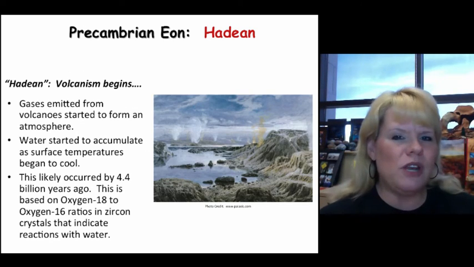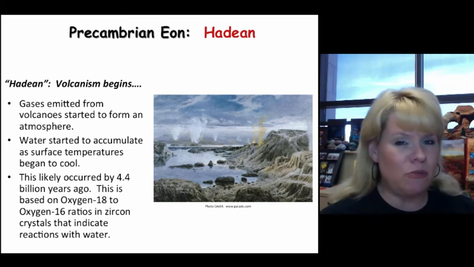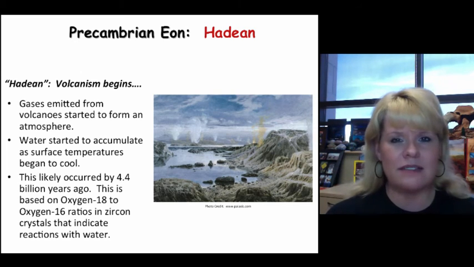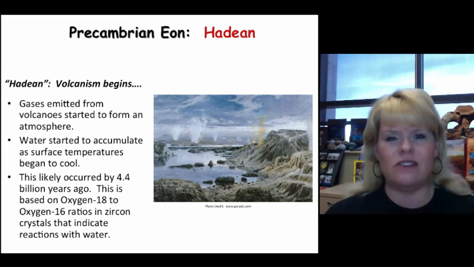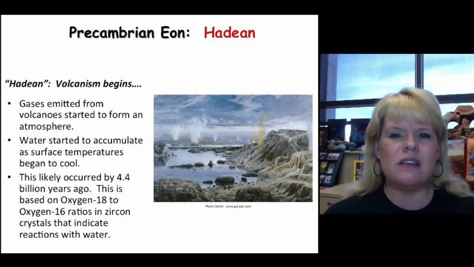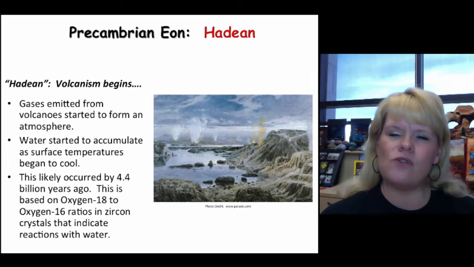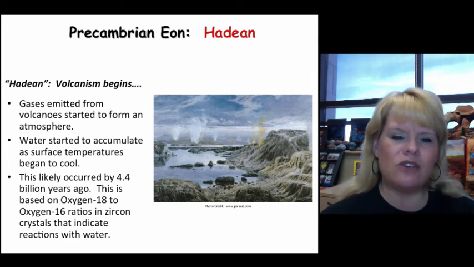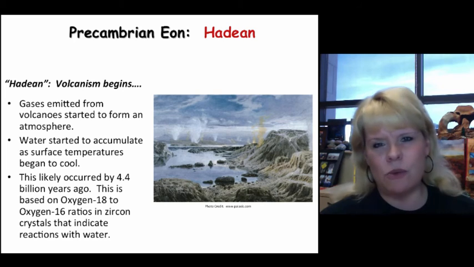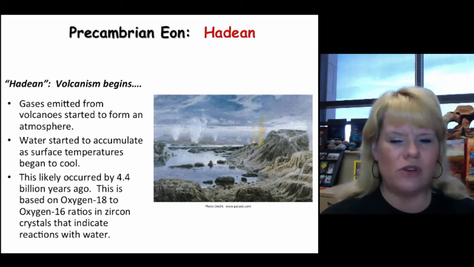So volcanism, we know, began in the Hadean, and that's important to our story as well, because outgassing is a process by which volcanoes release water vapor and other gases and elements when they erupt. We know that water started to form during this time and accumulates as surface temperatures on Earth began to cool. This likely occurred somewhere around 4.4 billion years ago.